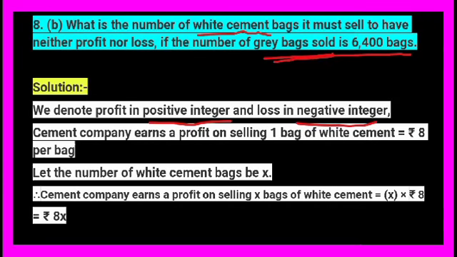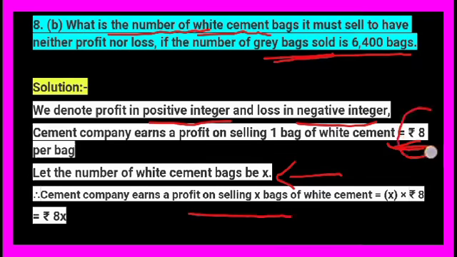So here we have the condition like this: by selling a white cement bag, the company earns a profit of rupees 8. And here we do not have the number of white cement bags, so we consider it as X, right? So how to find the profit of white cement bags? We will multiply 8 rupees by X, the number of white cement bags, and 8 multiplied by X is equal to 8X. This formula is of profit only.